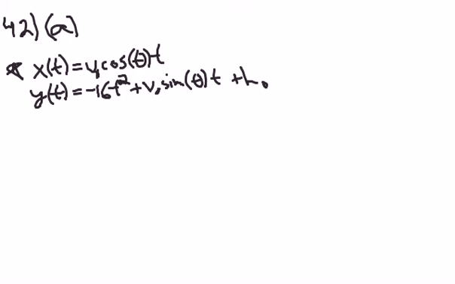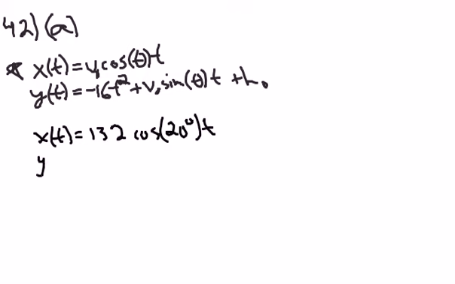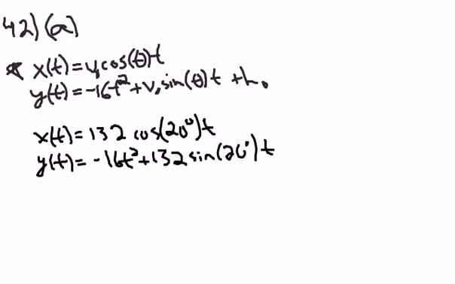So here, you literally just have to plug in the things you know for part A to be answered. So you have the initial velocity was 132 feet per second, and then our angle is 20 degrees. Okay, and then y of t. And if you notice here, it says that it's from the ground, so my h naught is actually 0. So I'm going to leave that alone. So there's part A.